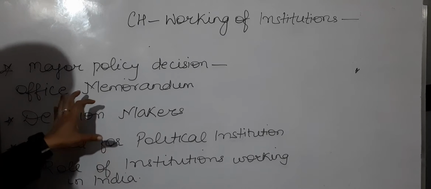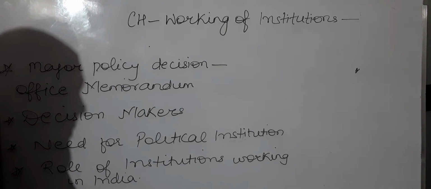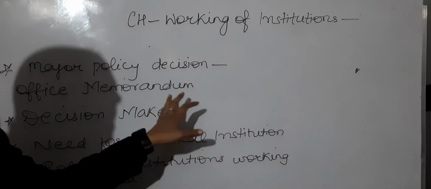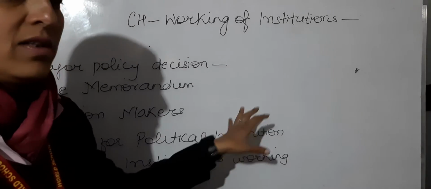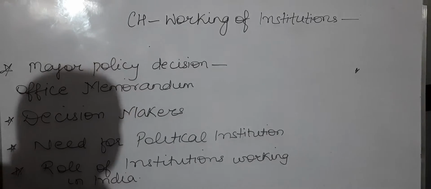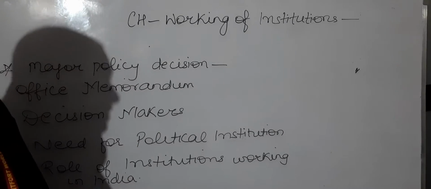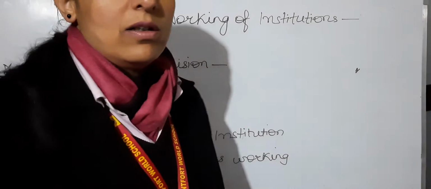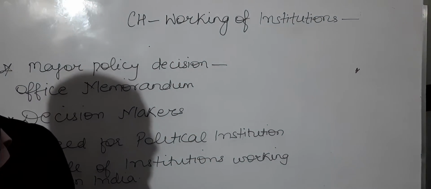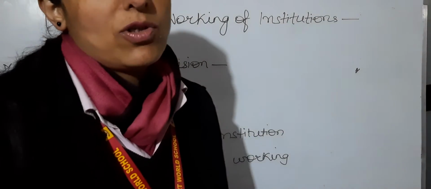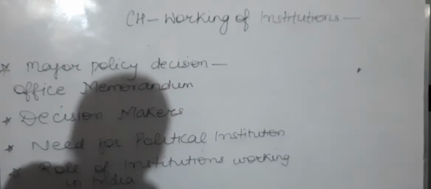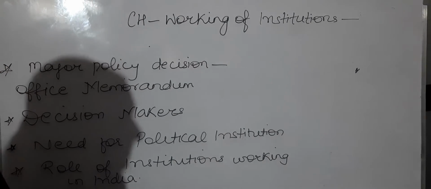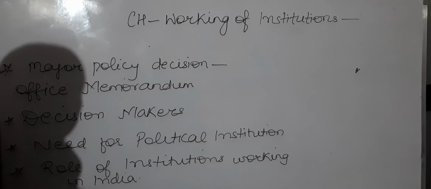And then we have seen the story of the office memorandum, how the decisions taken by the cabinet and the prime minister are executed, implemented by the civil servants. So we have seen the case of the joint secretary who issued the office memorandum on behalf of the Ministry of Personnel, Public Grievances and Pensions in the year 1990. August 13 was the day.